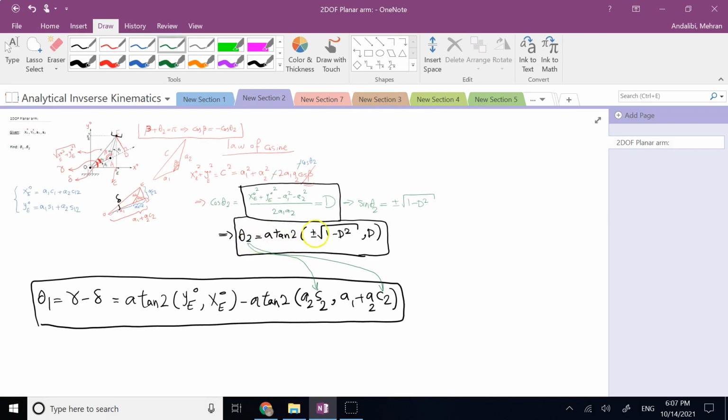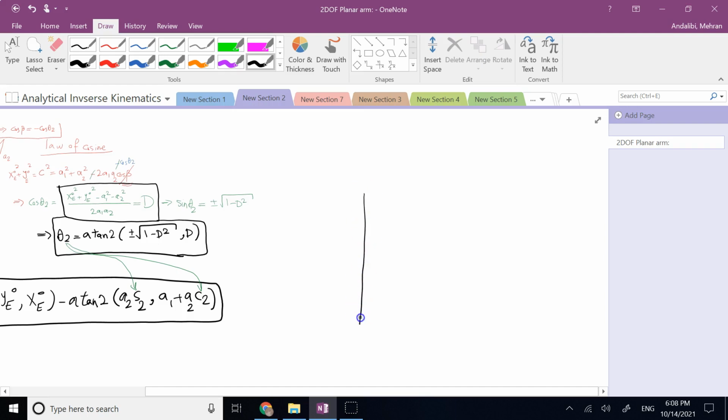So for each theta 2, there will be a corresponding theta 1, of course. So in general, there are two solutions, one for the positive square root, one for the negative square root, okay? And so the inverse kinematics problem in general can have two solutions. Now, what do those two solutions look like? Let me show you that.